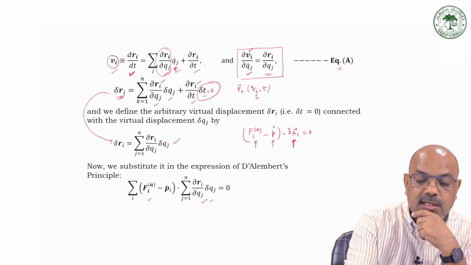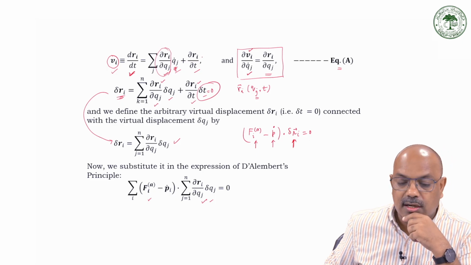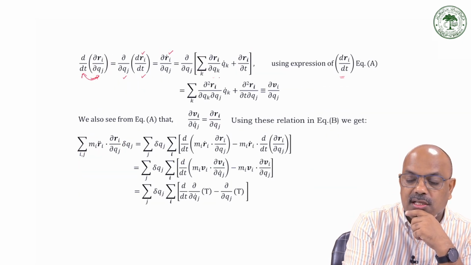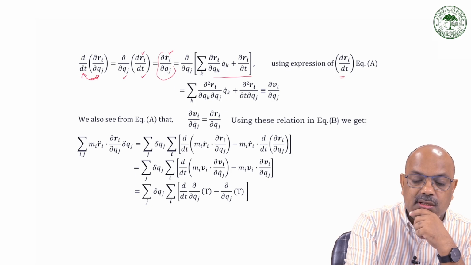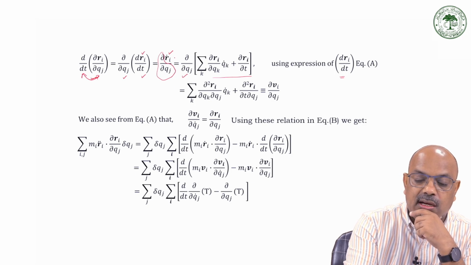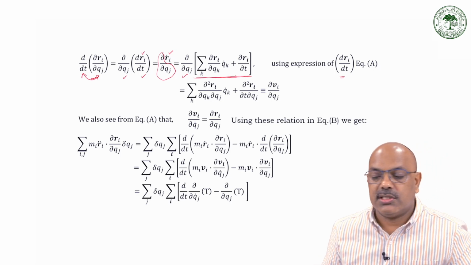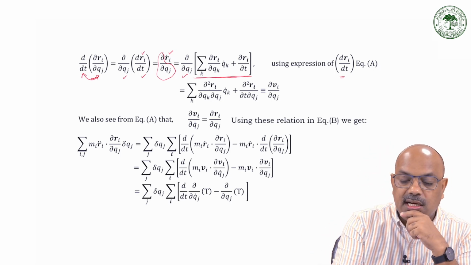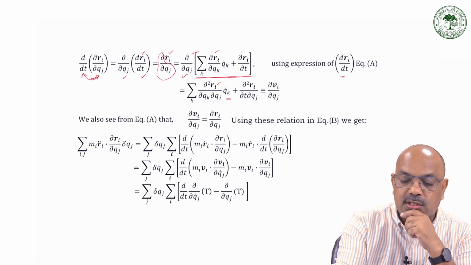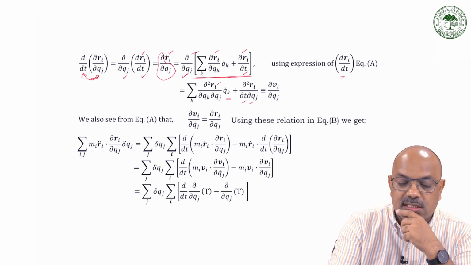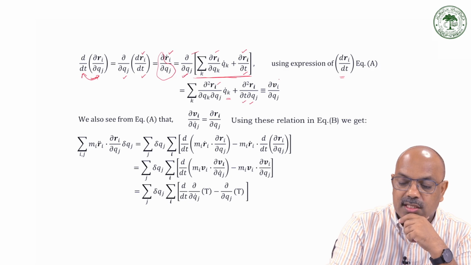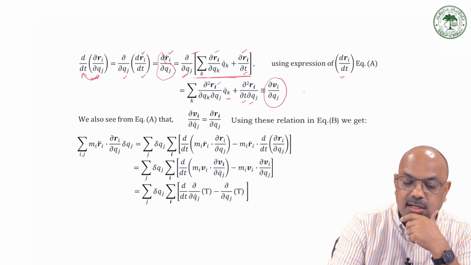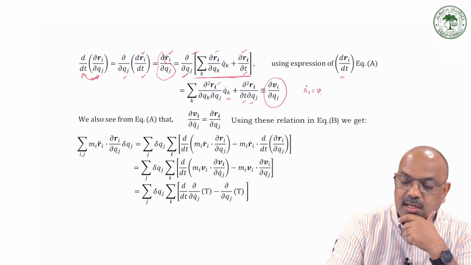Then if you remember the expression for delta ri upon delta t, I am going to use that expression here. For ri dot, we have used the expression from equation A, and it becomes delta by delta qj of ri dot, that is, delta square ri upon delta qj delta t. This is what I have written: delta vi upon delta qj, because ri dot is nothing but my vi.